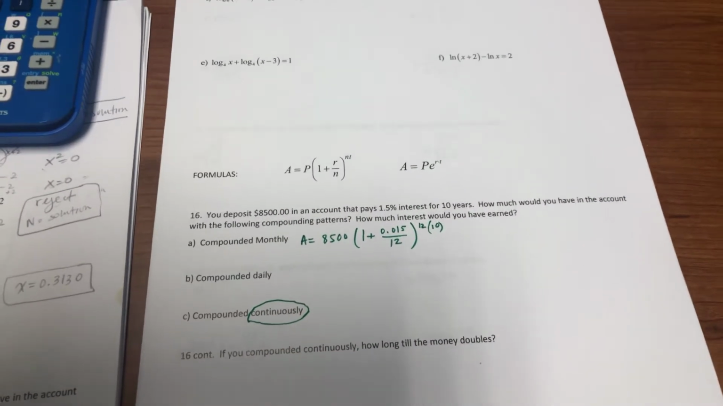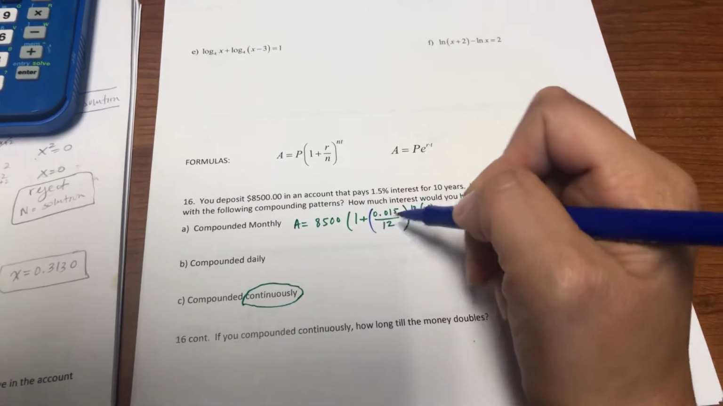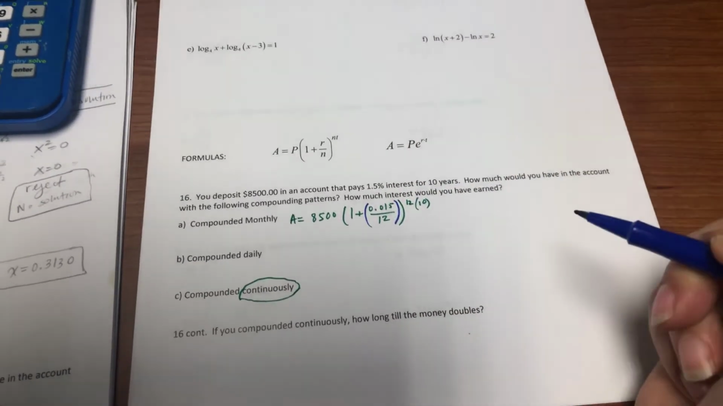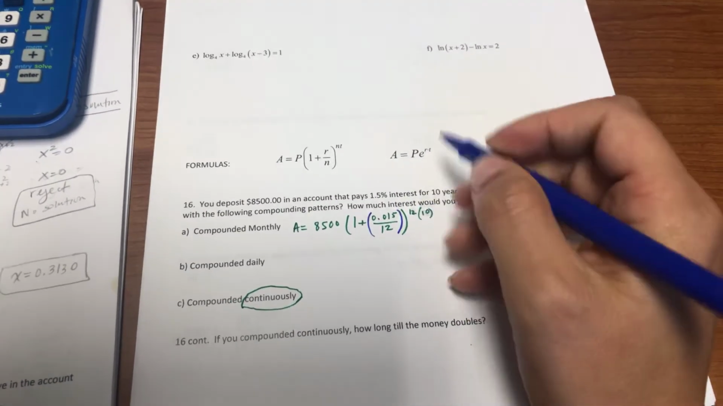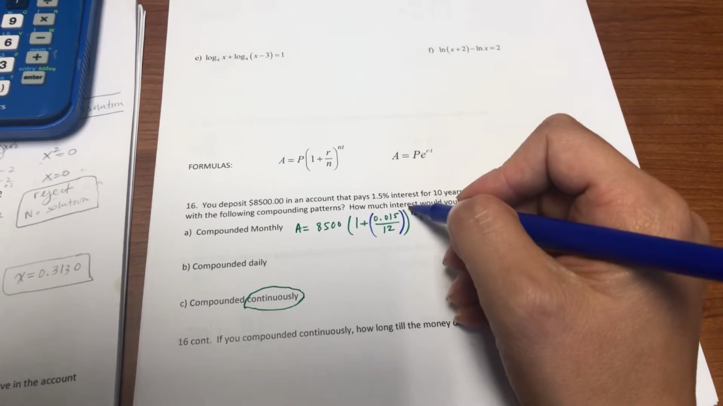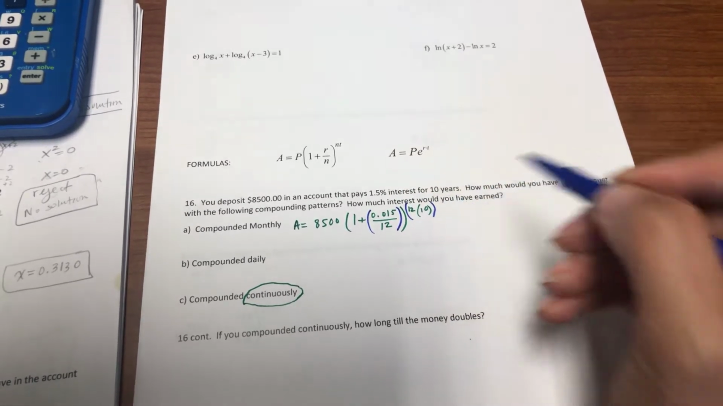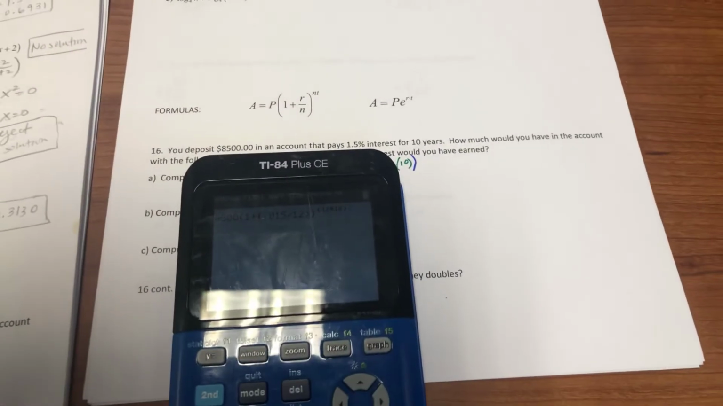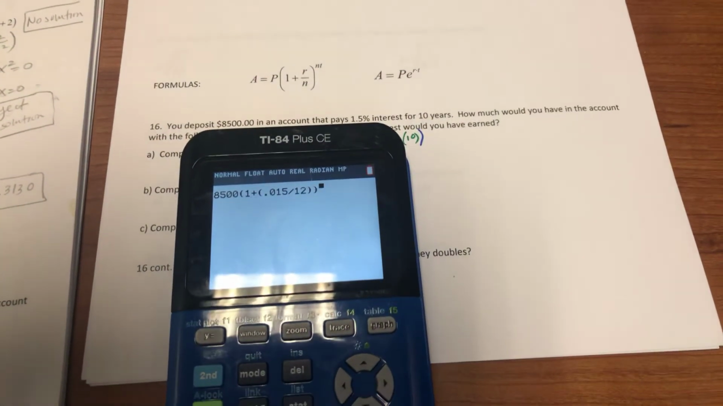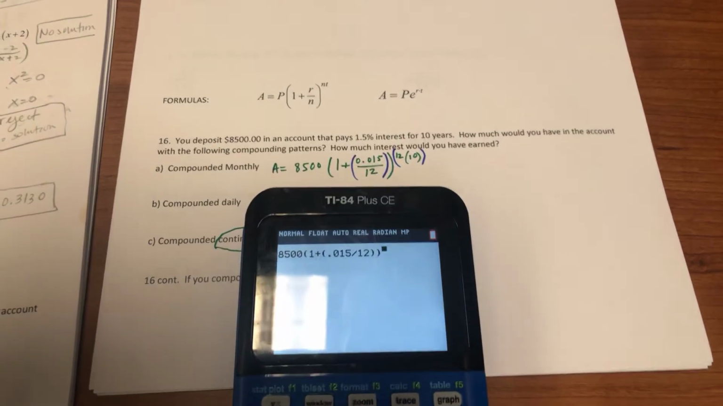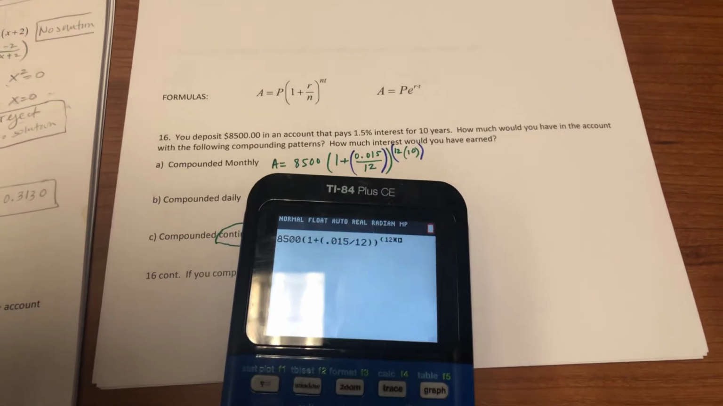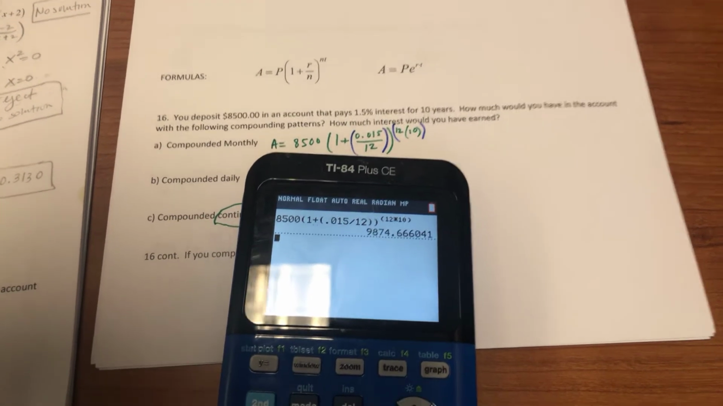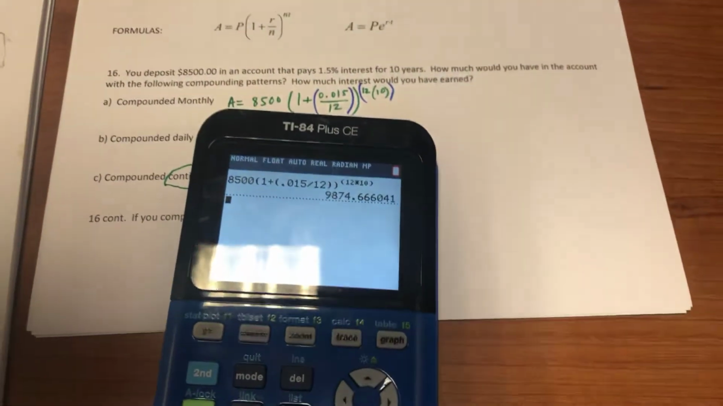Some key things when you're using a calculator: make sure this is in a separate set of parentheses. Also, my older calculators seem to be very sensitive on the exponent, so make sure you put all of that into a parenthesis as well. Let me show you what I'm looking at here. I typed it in, I'm going to put my exponent 12 times 10, and this is what it looks like, and this is the answer I get.